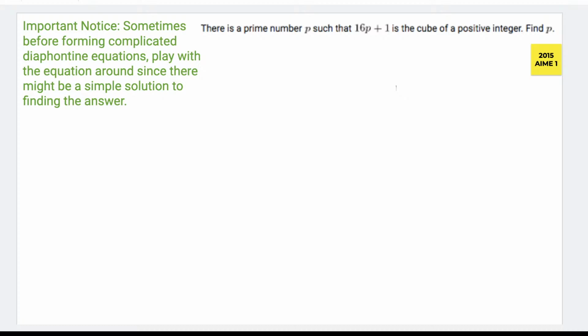Now in this problem it says there is a prime number p such that 16p plus 1 is the cube of a positive integer. Now it wants us to find p. So in this problem, let's say that the number we want is n cubed. And it says that 16p plus 1 is just the cube of the integer. So we can just set this equal to 16p plus 1, because this thing is a cube of an integer. So let's say n cubed is equal to that.